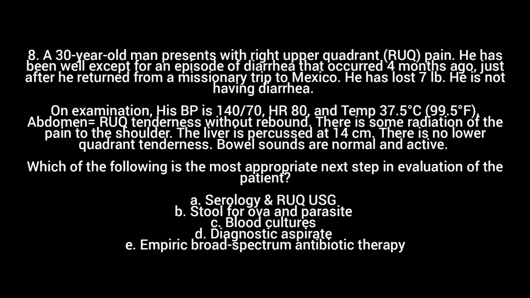Option A, serology and right upper quadrant ultrasound. Option B, stool for ova and parasite. Option C, blood cultures. Option D, diagnostic aspirate. And option E, empiric broad spectrum antibiotic therapy. So what will be the answer? The answer is A, that is serology and upper quadrant ultrasound.